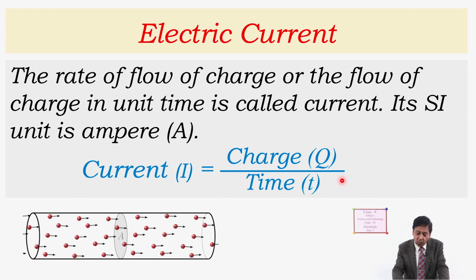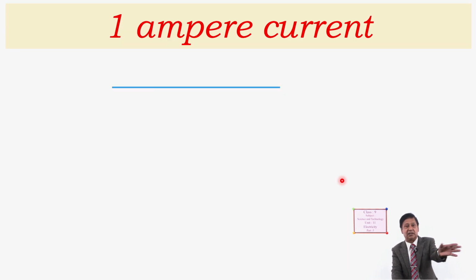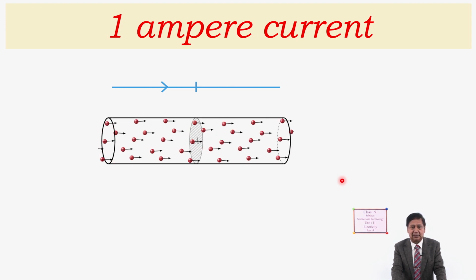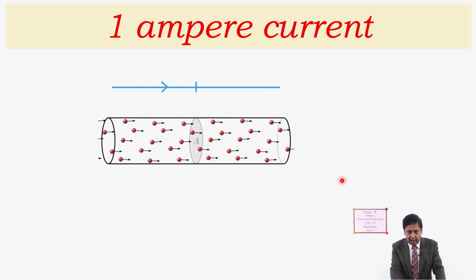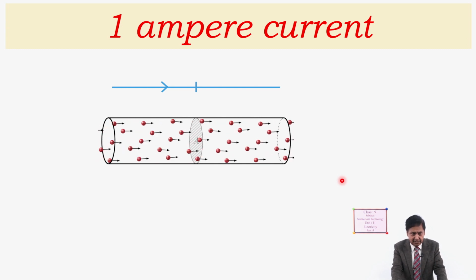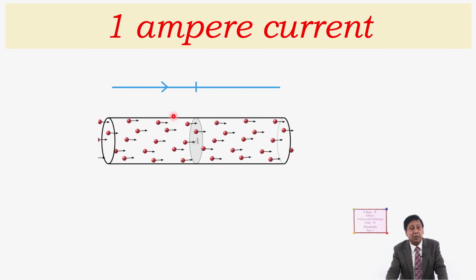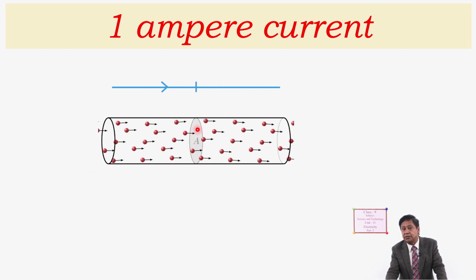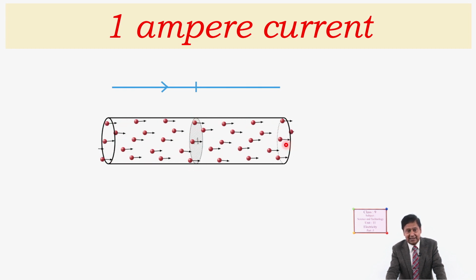Okay, now what is 1 ampere current? We can define it this way. Let's say this is a conductor wire and current is flowing in this direction. Flow of current means certainly electrons are flowing in this conductor, and let's say this is a cross section, and it can be magnified in the same way as I had shown in the previous slide. Look at this. How many electrons are crossing this cross section in 1 second?